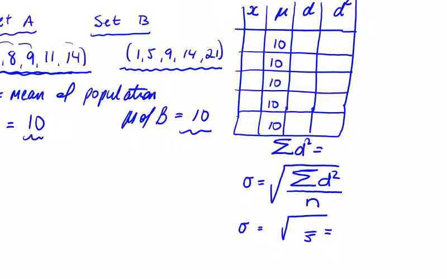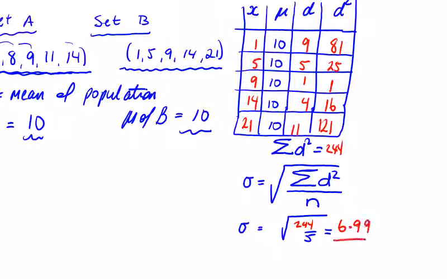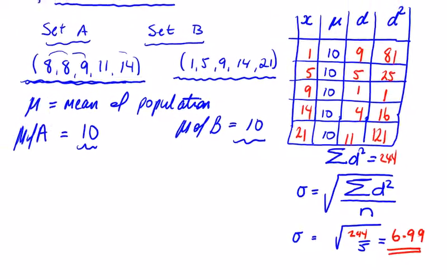So I have a 1, a 5, a 9, a 14, and a 21. My difference is 9, 5, 1, 4, and 11. And my difference squared 81, 25, 1, 16, and 121. And I'll add all those together. I'm going to get 244. So 244 divided by 5, and the square root of 244 over 5, that's 48.8, so 6.99. 6.99 is my standard deviation for set B.